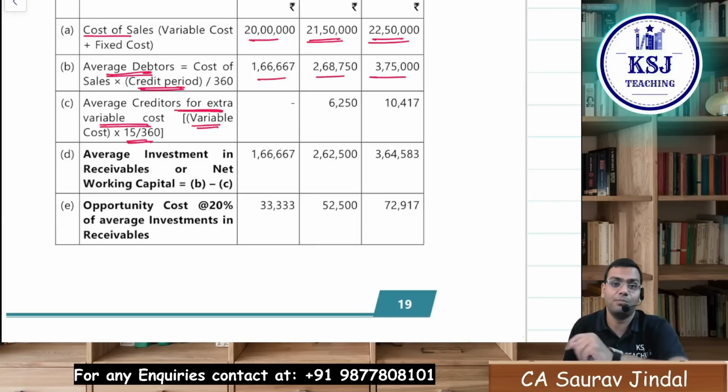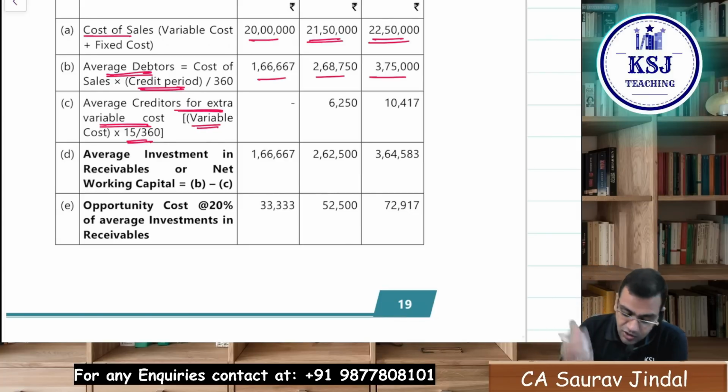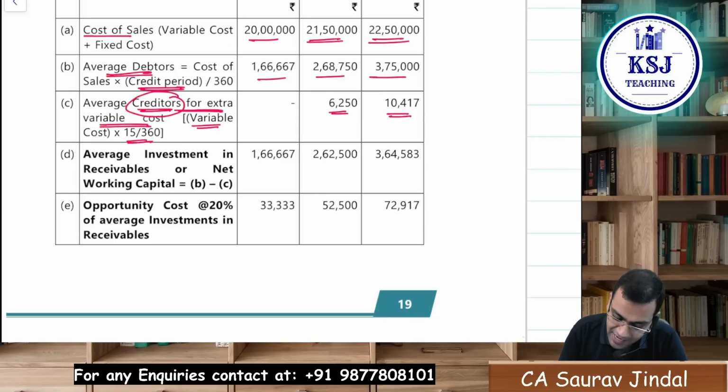Now, what will happen here? When you get extra time period for the variable cost, it will reduce your investment in the debtors. You are getting extra period from the creditors, not debtors. From the creditors, you are getting extra period. So your opportunity cost will come down. So here, whatever is the average investment in the creditors, 6250 and 10417, you will subtract, and this is equal to this value.